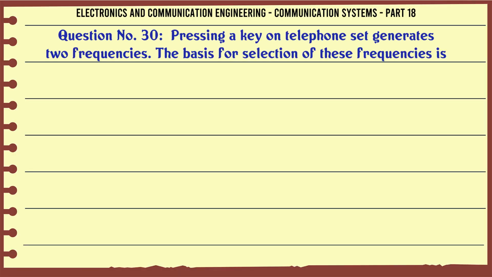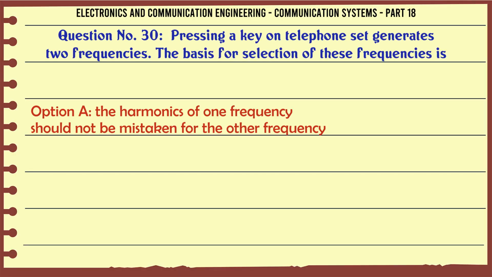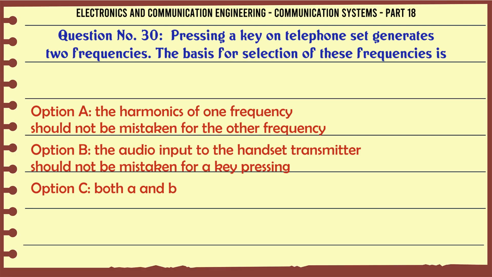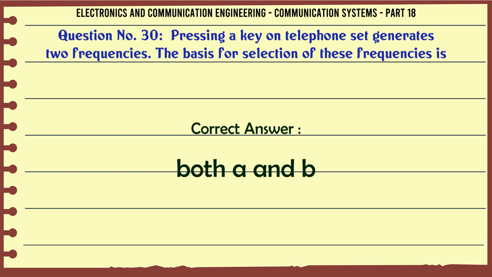Pressing a key on a telephone set generates two frequencies. The basis for selection of these frequencies is A. The harmonics of one frequency should not be mistaken for the other frequency. B. The audio input to the handset transmitter should not be mistaken for a key pressing. C. Both A and B. D. Neither A nor B. The correct answer is both A and B.